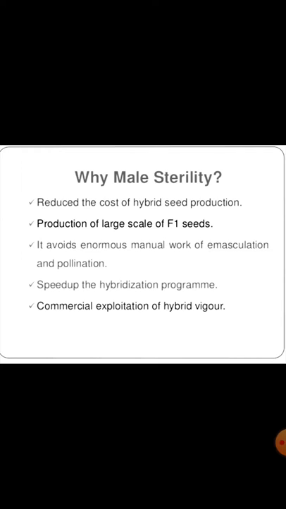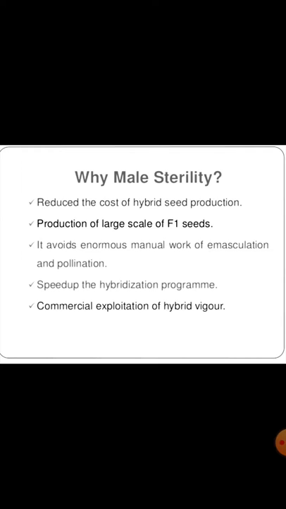Second, production of large scale F1 seeds. As you know very well, according to Mendel's law, the F1 generation is always hybrid after the cross pollination of two desirable parents. So in production of large scale F1 seeds, it avoids numerous manual work of emasculation and pollination. It is one of the best methods of pollination control, and it reduces the efforts for emasculation, that is manually cutting off the male part of the flower.